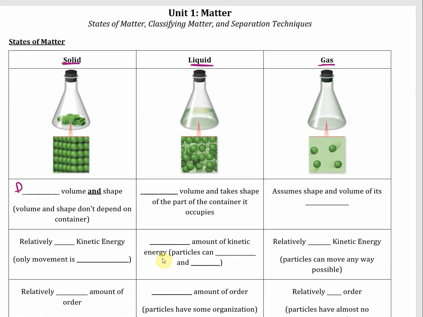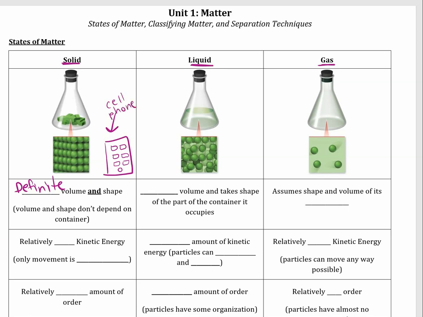Your solids have a definite volume and shape. The volume and shape do not depend on the container. So an example of this would be something like your cell phone, right? Your good old cell phone, it goes with you everywhere. And it doesn't matter where you put your cell phone. It doesn't matter if it's in your pocket or in your bag or on your desk or anywhere you keep your cell phone. It's not going to change its size or its shape. It's my beautiful cell phone picture. It's always the same size and shape. It's still cell phone shaped.